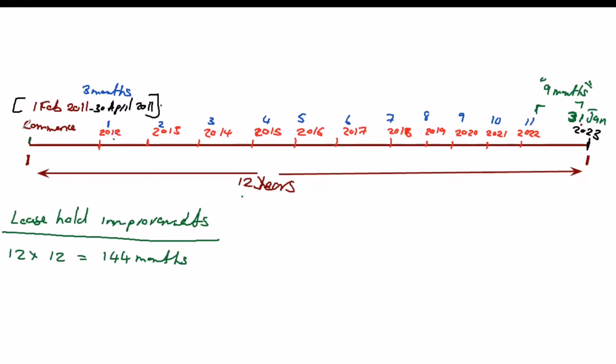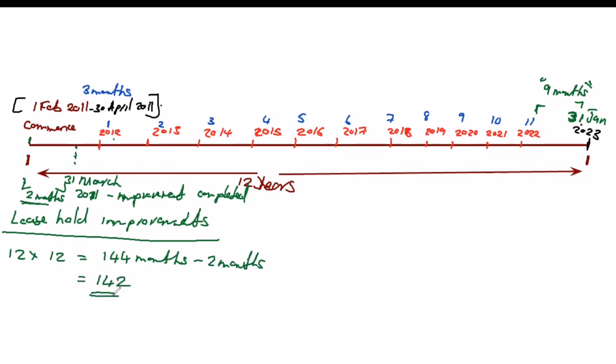Right, so you always have to remove the improvement period, months. So that means you always start from the commencement date. And when did you complete the improvements? On 31st March 2011 the improvements were completed. Right, so you stop there. So that's how many months? 2 months. So you come and remove the 2 months. How much are you left with? 142.